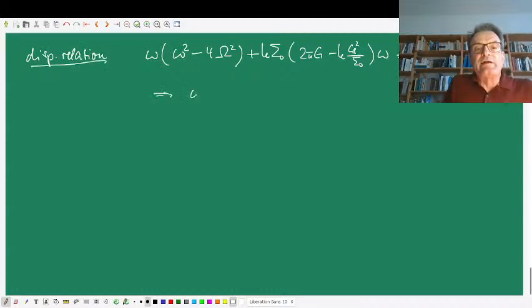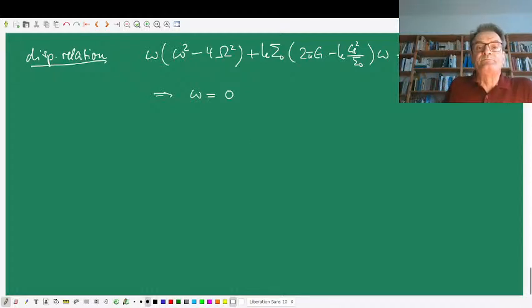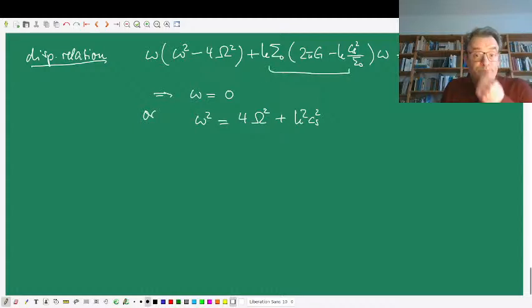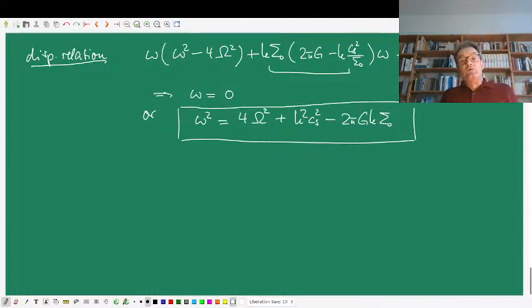All right, so you see from there that either omega equals 0, that's a boring solution, right? This is a static perturbation. Omega equals 0, okay, or omega squared equals 4 capital omega squared plus, well, let's take the positive solution first, k squared cs squared, that's the product of these two. And then we have minus 2 pi G k sigma 0. This is our dispersion relation, the interesting part of the dispersion relation for disk stability.